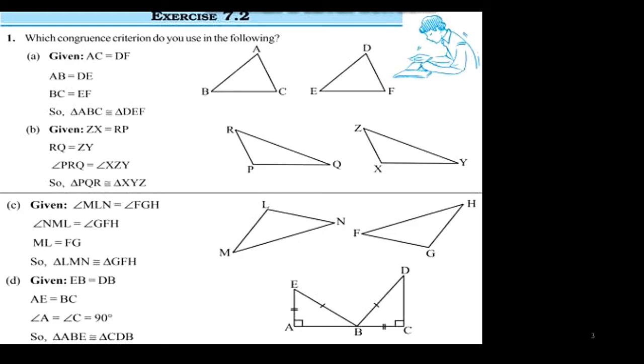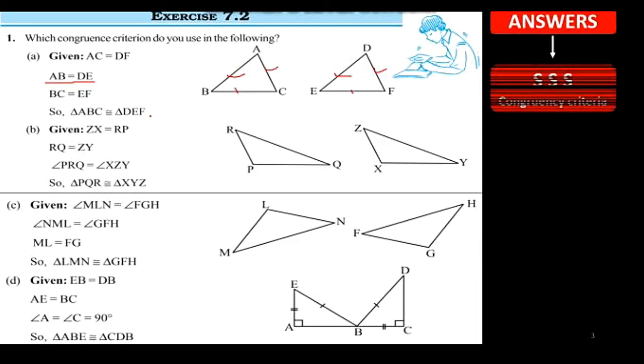A. Given AC is equal to DF. Here if you see, AC is one side, this side, and it is equal to DF. AB is equal to DE, that means this side, and it is equal to DE. BC is equal to EF. So here we are given only the sides. So side, side, side. This is congruent by SSS congruency criterion.